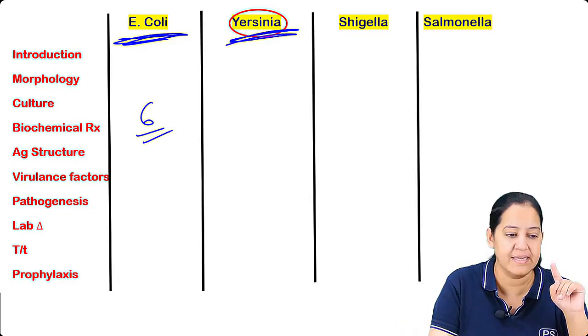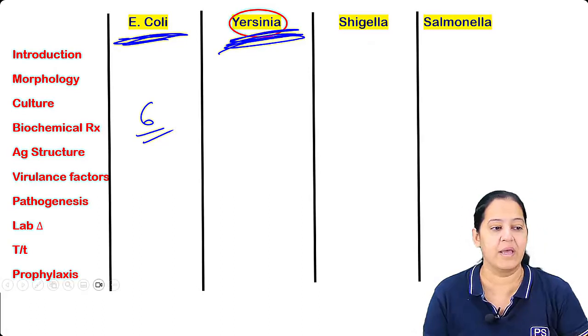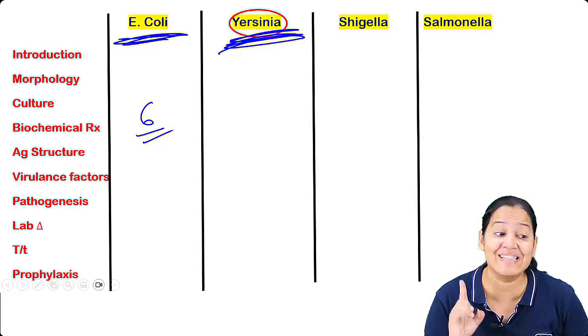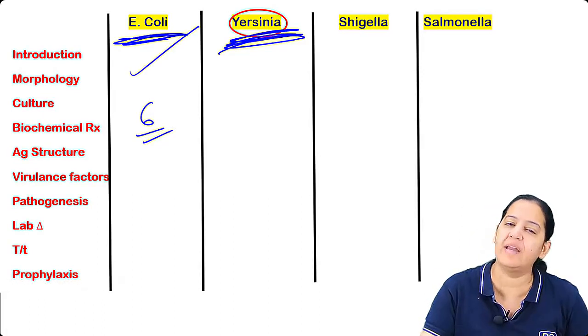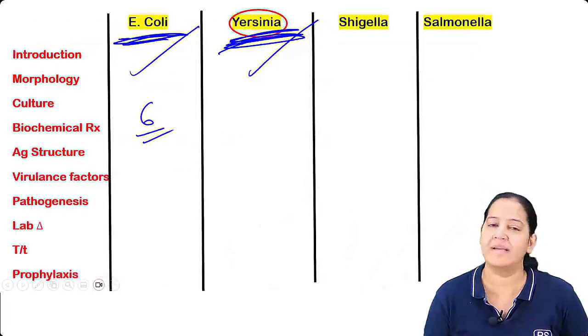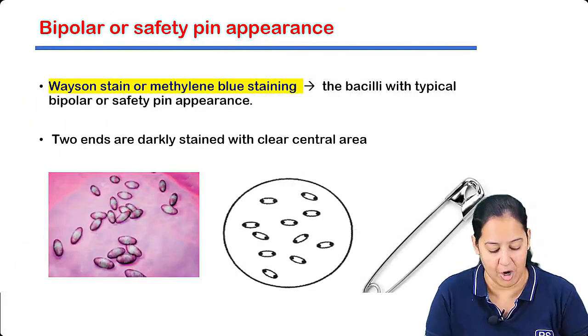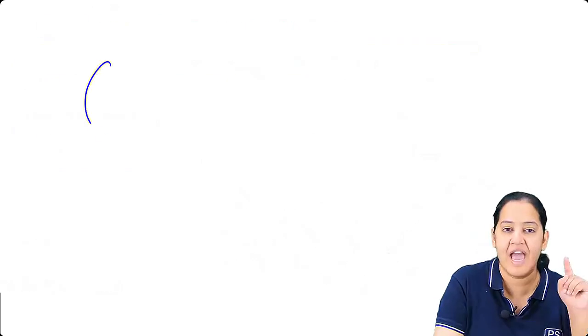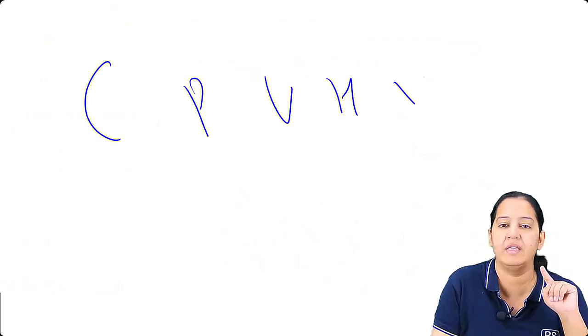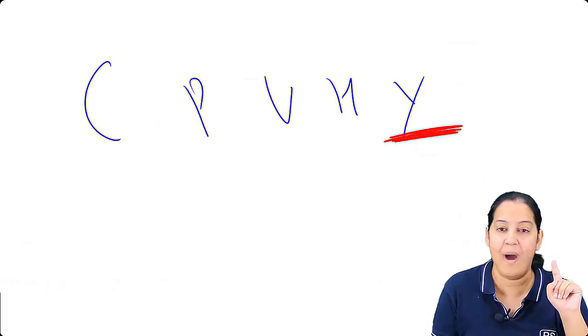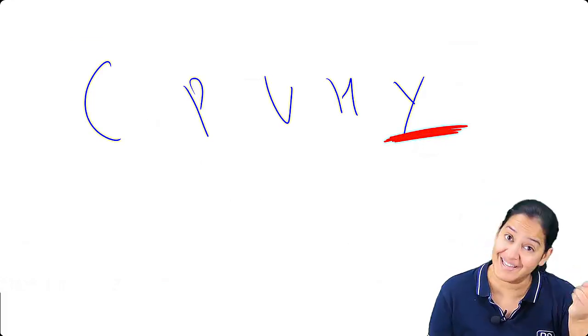Now, coming to the next one. The next one is Yersinia. I'm teaching you the Enterobacteriaceae family. We are done with E. coli and now I'm teaching you Yersinia. So let's start Yersinia. You remember bipolar or safety pin appearance? How many bacteria can produce very high yield? What is Y? Yield's Y is Yersinia, right?